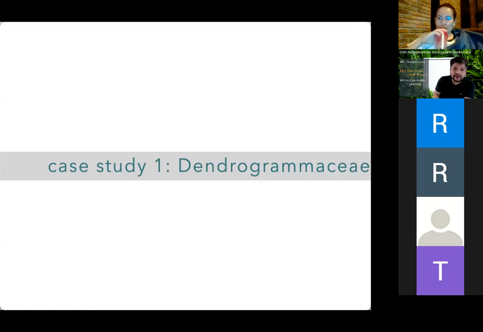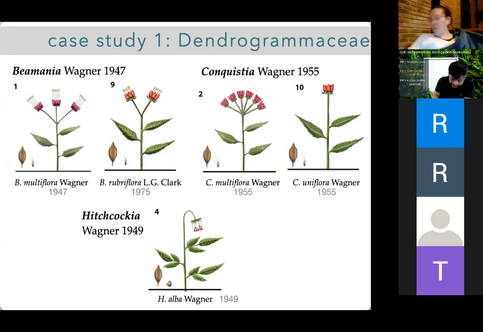All right, I'm gonna start with this fictional family of plants called Dendrogrammaceae, which you've seen before. I had you guys do the cladistic example with these plants, and even though you had different ideas and used different characters, you ended up with the same grouping. People will come up with this fictional plant and also come up with the official names for them. Surprisingly, we have no other things to do in our life. So they categorized them into three genera: Bimania, Conquistia, and Hitchcockia, named after famous botanists back in the day.